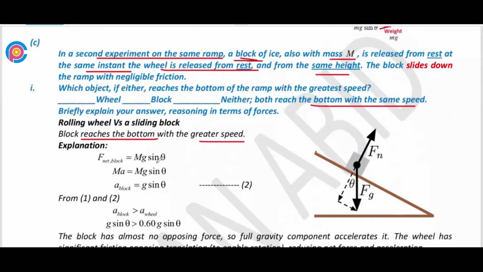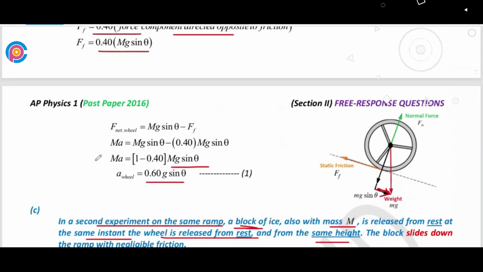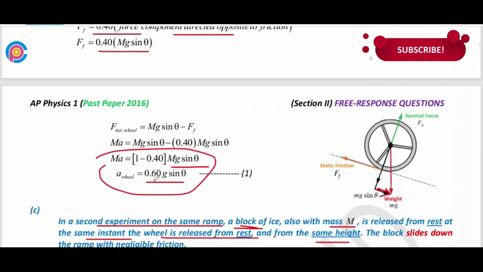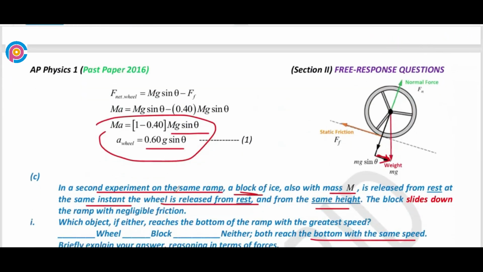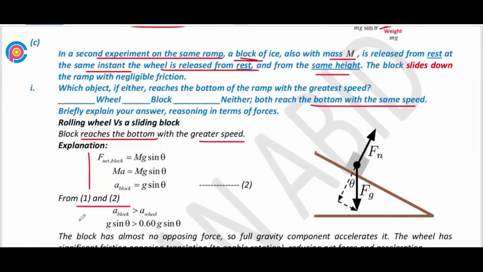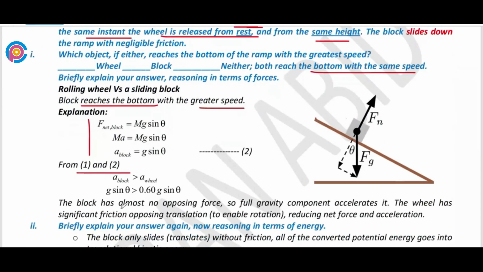Now the reason. The net force on the block is mg sine theta, and m cancels, so a equals g sine theta. That is the case of the block. But for the wheel, the acceleration is 0.6 g sine theta from part B. So from equations 1 and 2, we can see the block has greater acceleration than the wheel, since g sine theta is greater than 0.6 g sine theta. The block has almost no opposing force, negligible friction, so the full gravity component accelerates it. The wheel has significant friction opposing translation to enable rotation, reducing the net force on the wheel. That's the reason the block slides with greater speed.